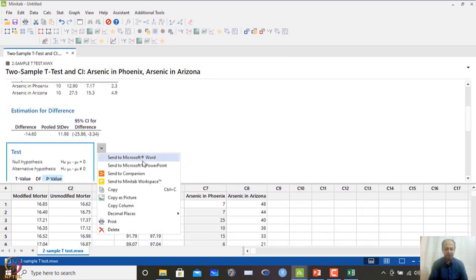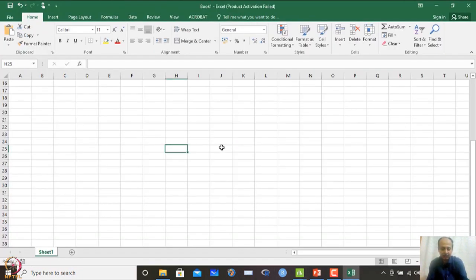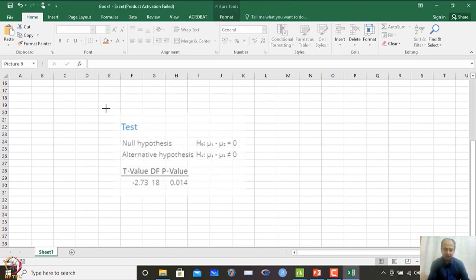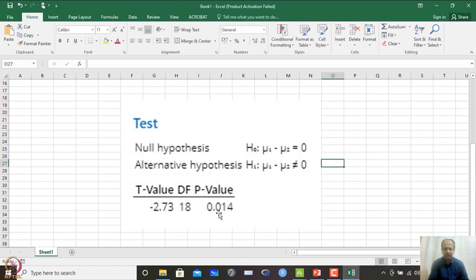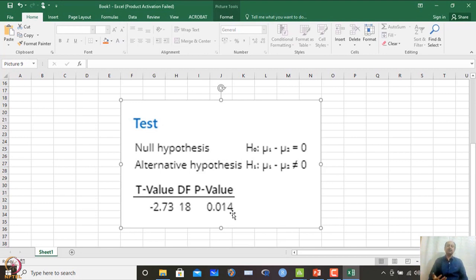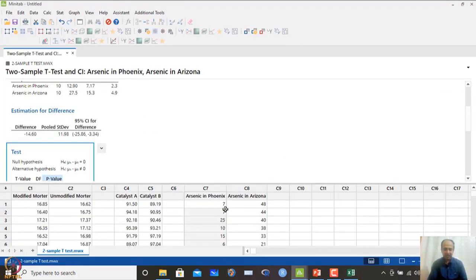I am just copy-pasting the p value analysis, the final hypothesis testing results that we have got, and I will paste it over here and enlarge it so that you can see. The p value is 0.014, which is less than 0.05, and the t value is around minus 2.73, which is not close to 0. So our basic interpretation is that since the p value is less than 0.05, these two values are statistically different, and you need to be cautious when it comes to the content of arsenic.